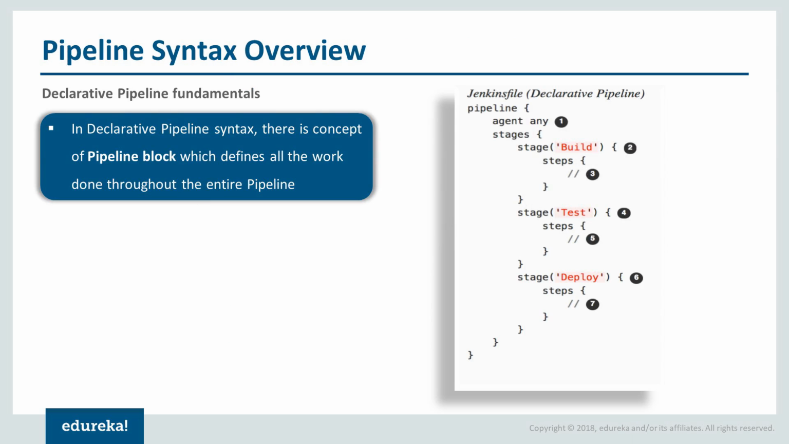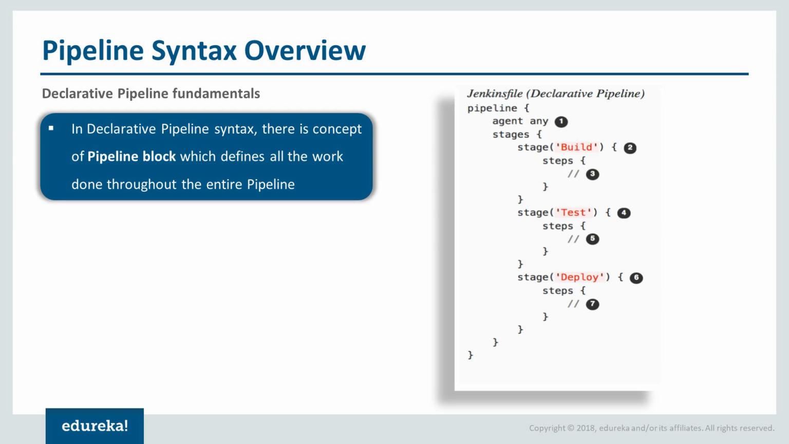So this is a screenshot of a sample pipeline. It is written in declarative language. As you can see, the first snippet is agent any. That means this job can be run on any of the available nodes, and if the master is available, it can even run on the master.